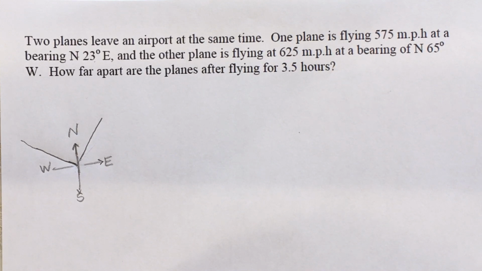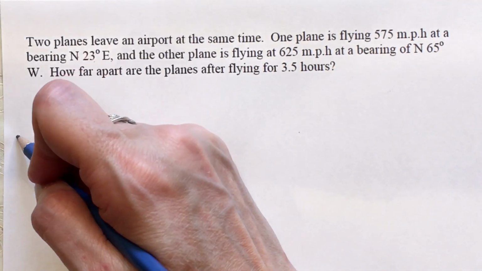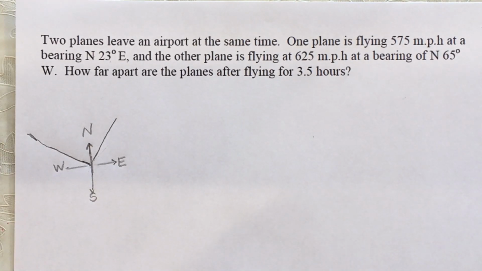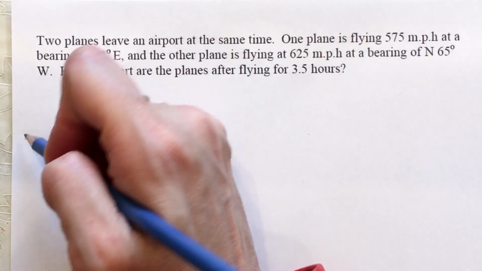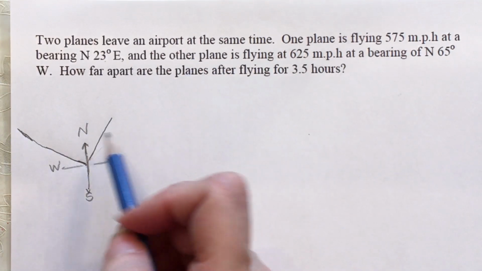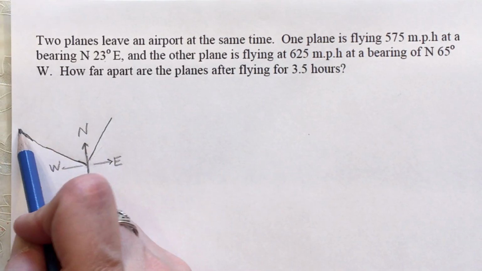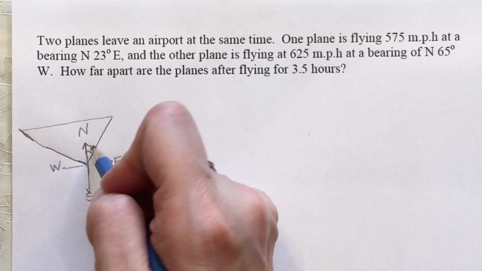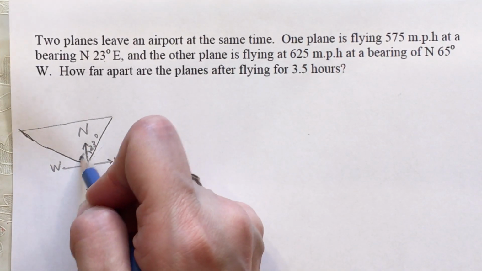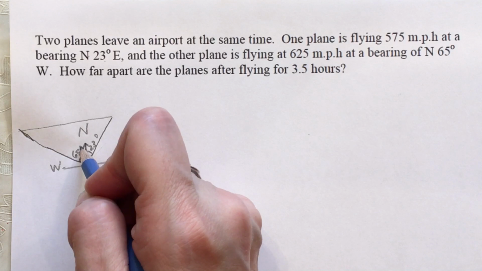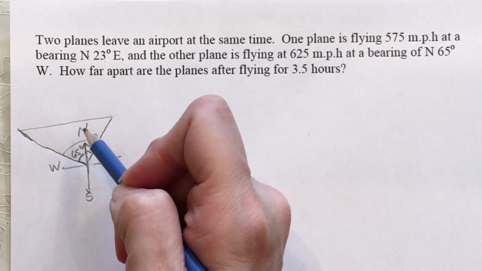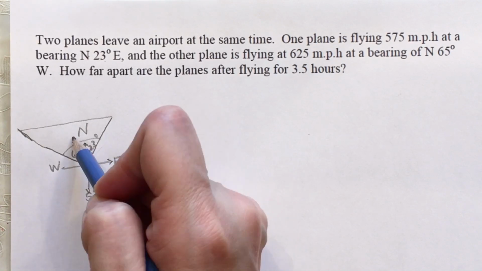So how far apart are the planes after they've flown for 3.5 hours? So the one that's flying faster should have gone more distance in that time. So we can make a triangle here where we know this is 23 degrees and this is 65 degrees, so that we know that entire angle in here is going to be 88 degrees.